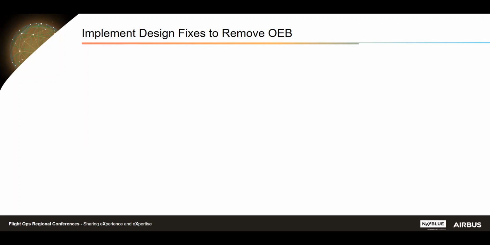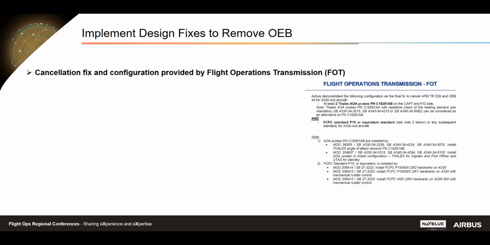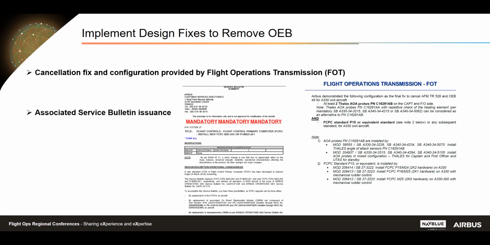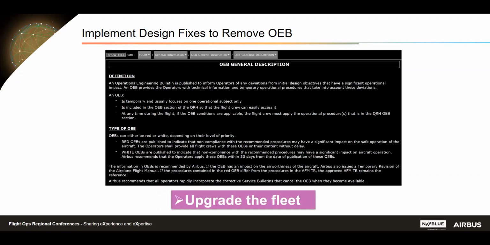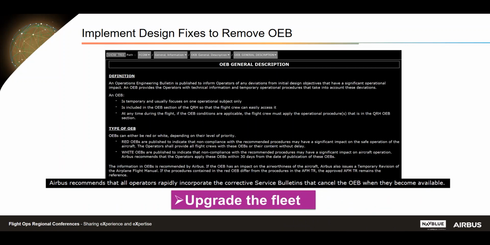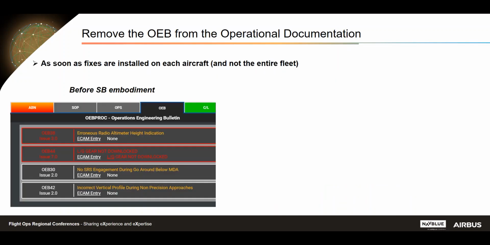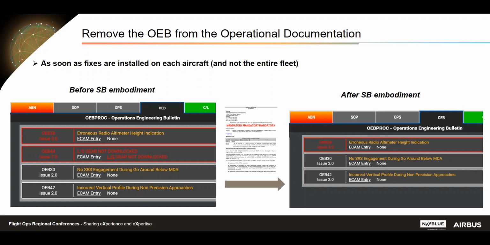Subsequent to the training impact, let me come back to the operational documentation impact. As soon as an OEB cancellation fix is available, the corrective actions and associated configuration are communicated to you by FOT. Then a dedicated SB is issued. So, as recommended by the Flight Operations Department, please implement the fixes and upgrade your fleet to remove the OEB. Then, when the fix is installed on the aircraft, remove the OEB from your operational documentation on each aircraft and not your entire fleet. Remember that it is the operator's responsibility to remove the OEBs as soon as corrective modifications are installed on the aircraft.